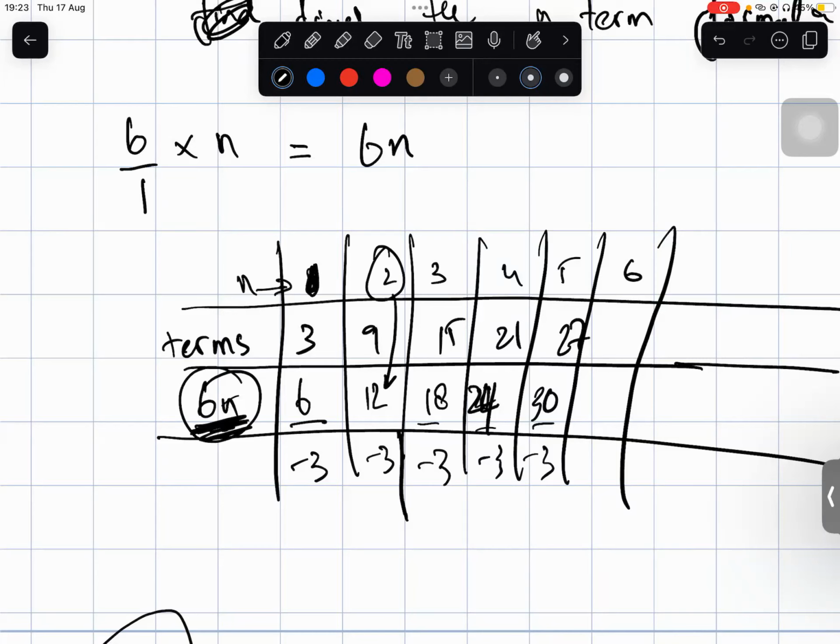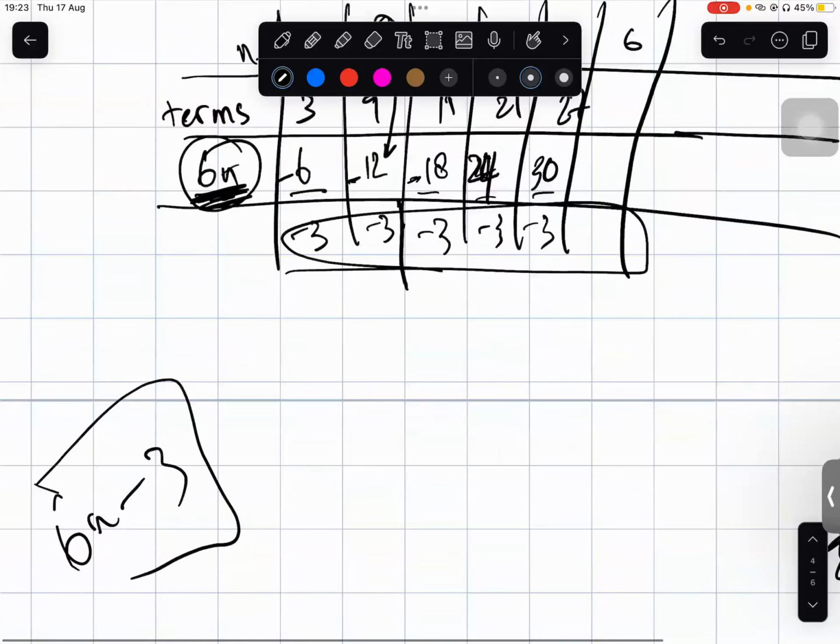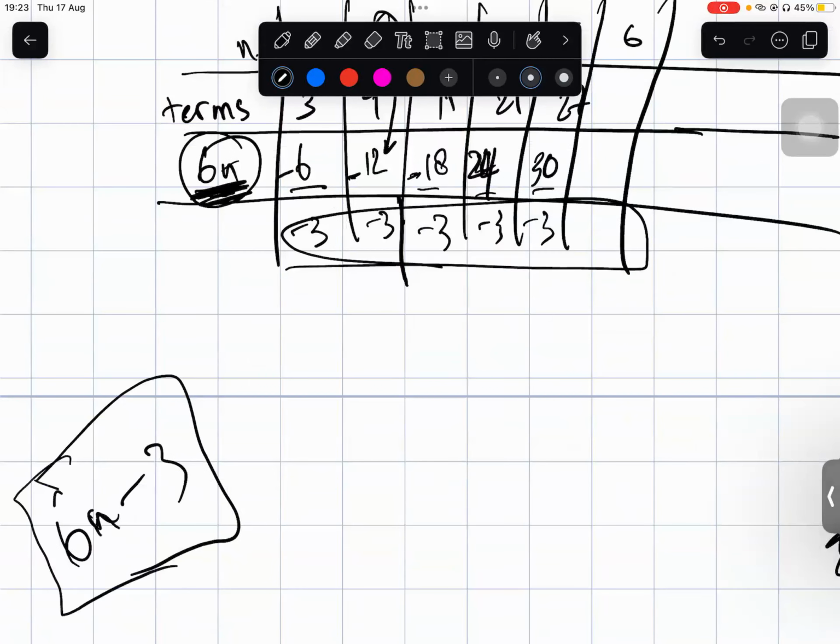Then you subtract. It is just 3 minus 6, you get -3. 9 minus 12, that's -3. Again, all of these, you get -3, not -5. So the correct answer for this is 6n minus 3. Good job on the 6n, because that was the complicated part. But next time, please be very careful about what you're adding and subtracting.